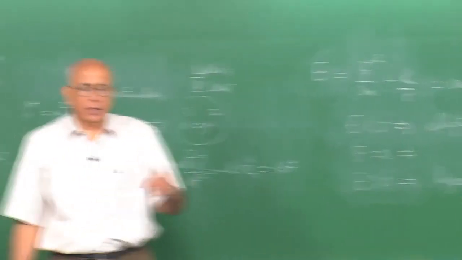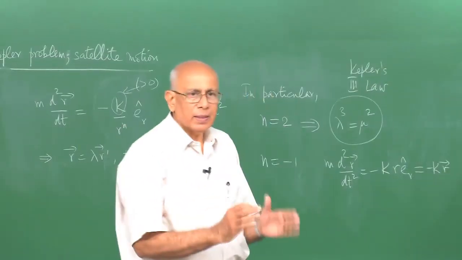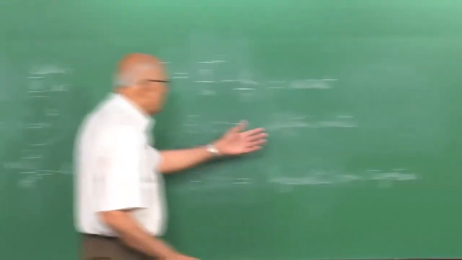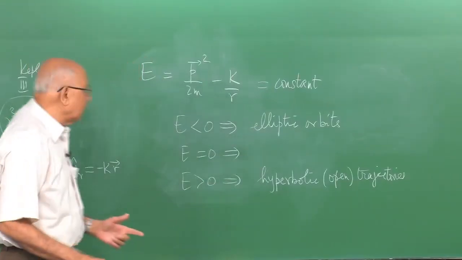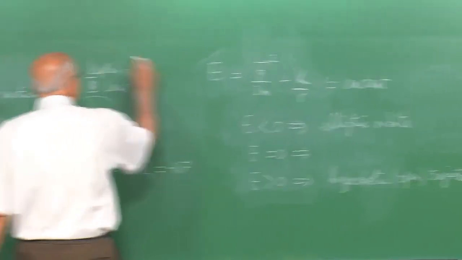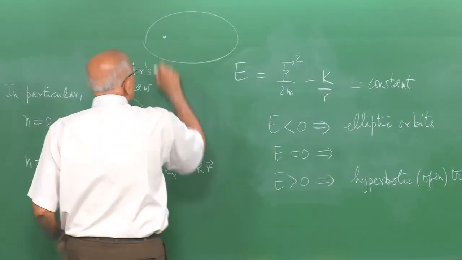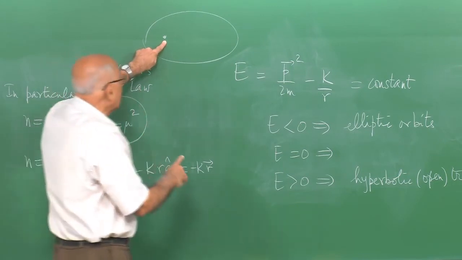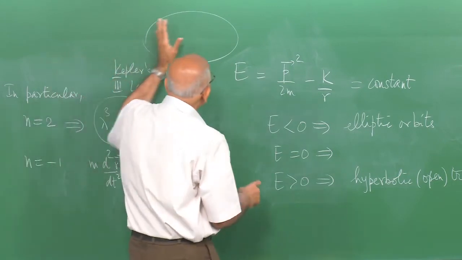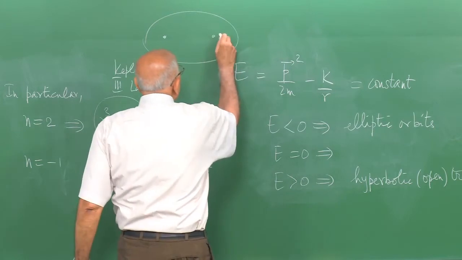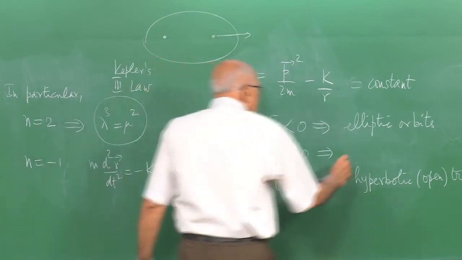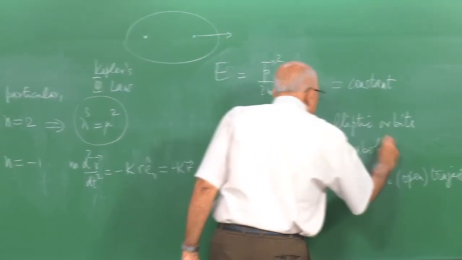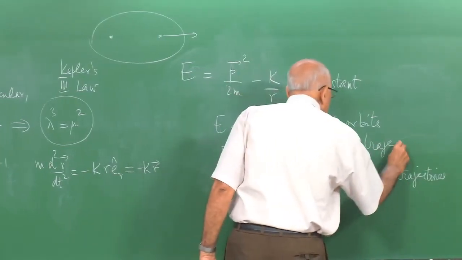Everywhere on this trajectory, E remains 0. It's a constant of the motion. What does it correspond to? Not surprisingly, it will correspond to an elliptic orbit in which, if you recall, here is an elliptic orbit with the sun, or the center of attraction, at one of the foci. It will correspond to a case where the other focus goes off to infinity. This moves off to infinity and you get a parabolic orbit or trajectory.